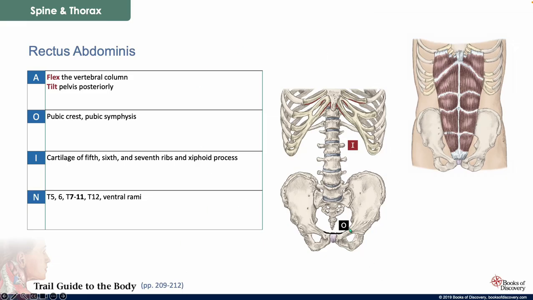So I'm just lacking fascia then. We're lacking fascia in our rectus abdominis. That's why you can't see our washboard abs.